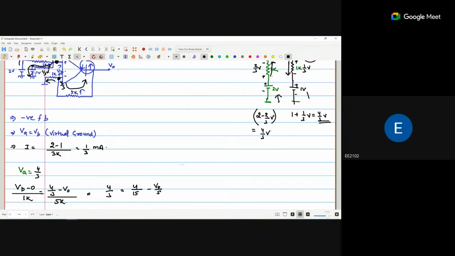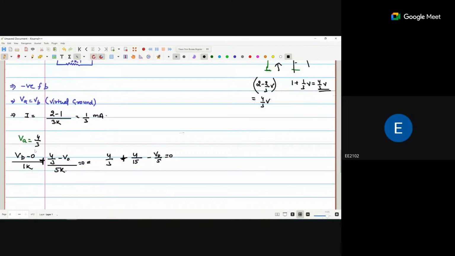Sorry, both are the outgoing current, no? So that is plus sign, is equal to 0. Plus 4/15 is equal to 0. Okay, so it is 24/15 is equal to V naught by 5. That means V naught is equal to 24/3, which is equal to 8 volts.